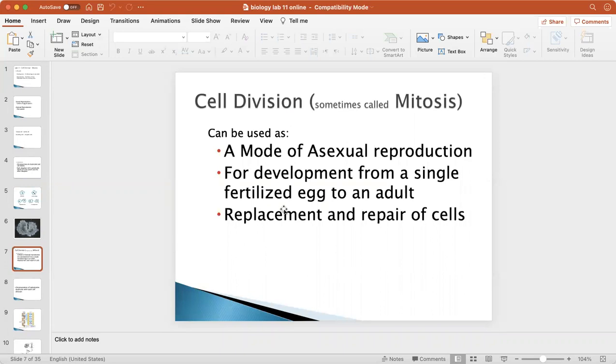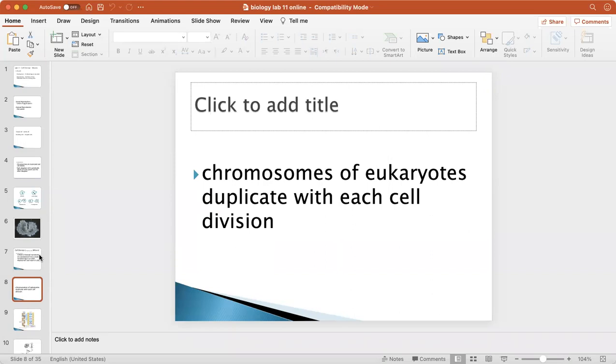Cell division, sometimes called mitosis, can be used as a mode of asexual reproduction because you have one cell splitting into two. It is also used for the development from a single fertilized egg into an adult, as more and more cells are created, and for the replacement and repair of cells, as cells need to be divided and replaced. For example, all the skin cells on your skin are constantly being sloughed off, and they need to be constantly duplicated and divided to replace damaged skin cells.